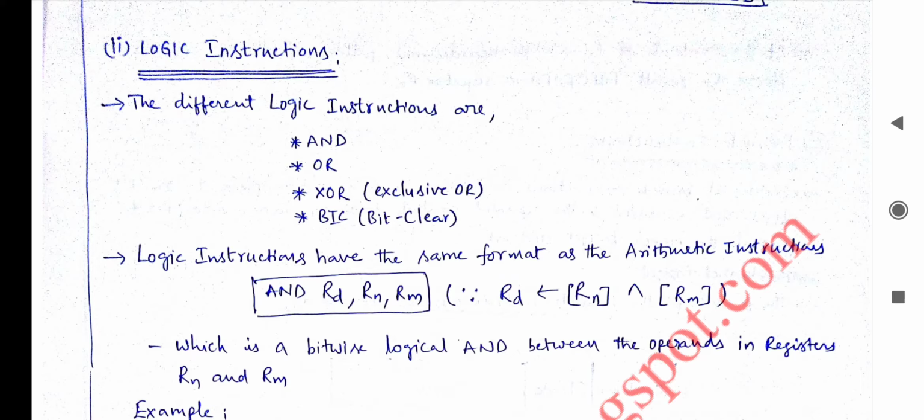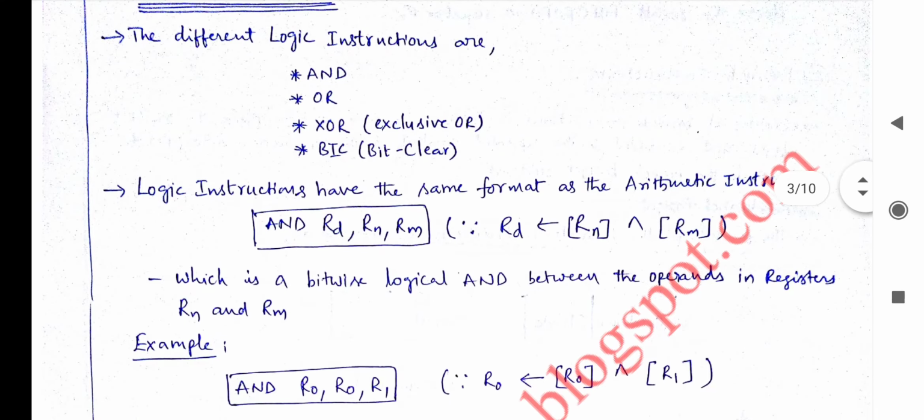The different logic instructions are logical AND, logical OR, XOR and BIC. BIC is nothing but bit clear. XOR means exclusive OR. Hope you know these from the DLD subject, I think. Once again, the different types of logic instructions are logical AND, logical OR, exclusive OR and bit clear.